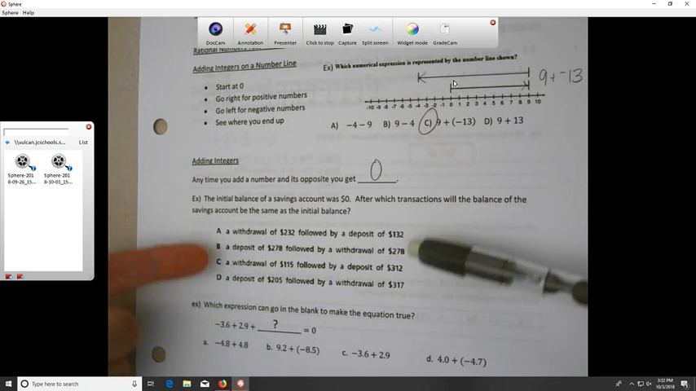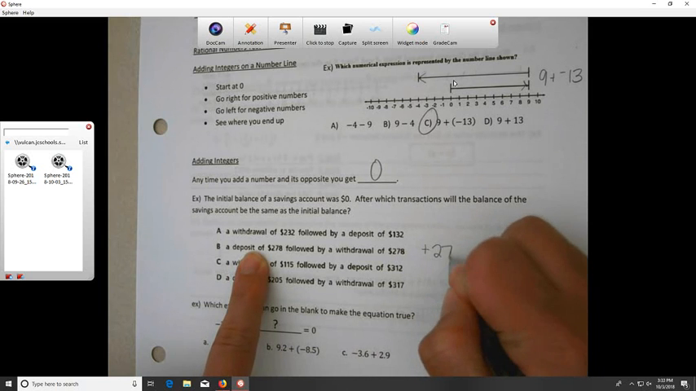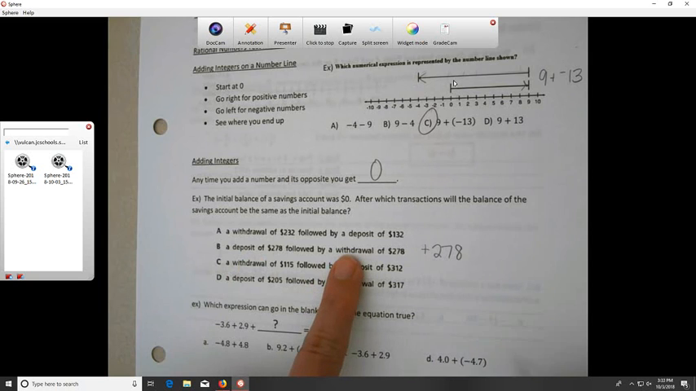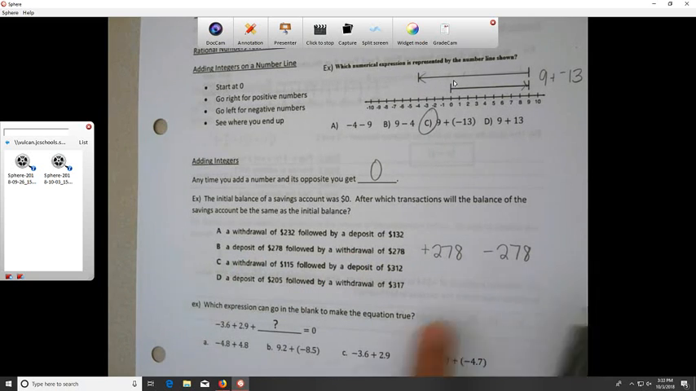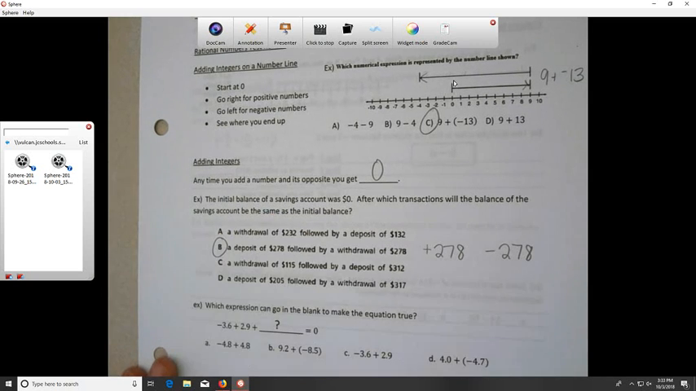So I go through the answer choices, and I can see that choice B, a deposit, that would be adding $278, followed by a withdrawal, which would be subtracting $278. These are opposites of each other, so if I add those together, I'm going to end up back at 0. So that would be choice B.